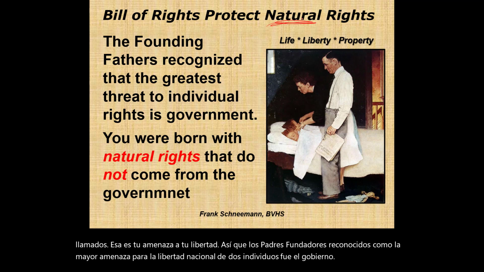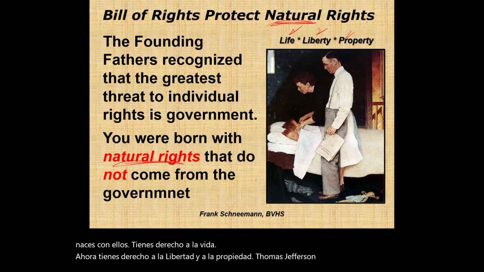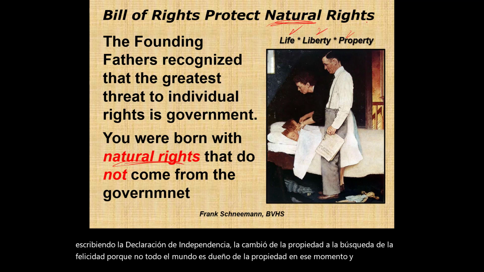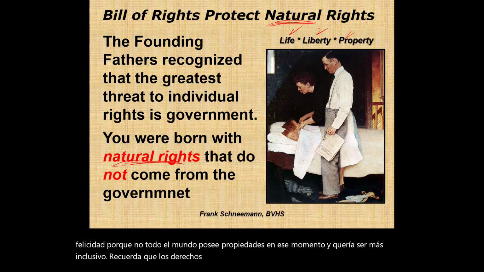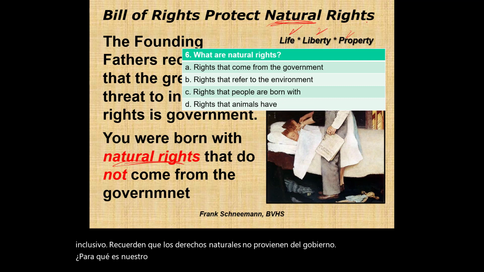You were born with natural rights. These rights do not come from the government. You're born with them. You have a right to life, liberty and property. Now, Thomas Jefferson, when he was writing the Declaration of Independence, changed it from property to pursuit of happiness because not everybody owned property at the time, and he wanted it to be more inclusive. Remember that natural rights do not come from the government. Now, what's our little quiz here? What are natural rights? So there's the test question.